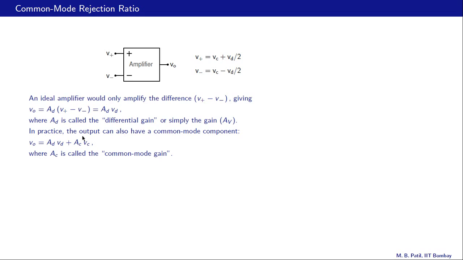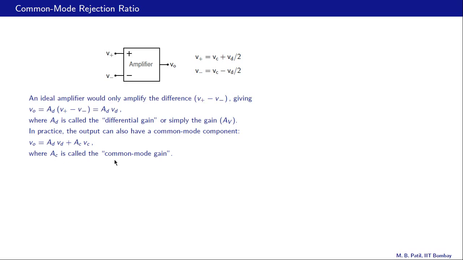In practice, the output can also have a common mode component. This component we have already seen, that is the differential gain times the differential input voltage. In addition, there is this common mode component. This is the common mode gain A sub C, and V sub C is the common mode input voltage. So an amplifier in practice will amplify not only the differential mode input voltage but also the common mode input voltage, which is of course undesirable, like we have seen in the last bridge circuit example.